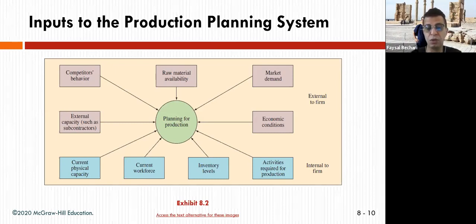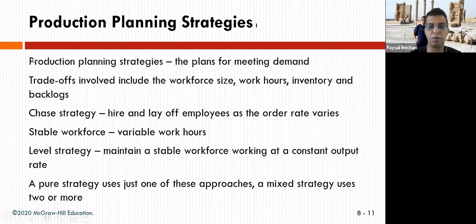The internal issues are the activity required for the production, whether you have things in the warehouse, whether the current workforce that is available can process this product, and the current physical capacity, how much you can produce in these activities.